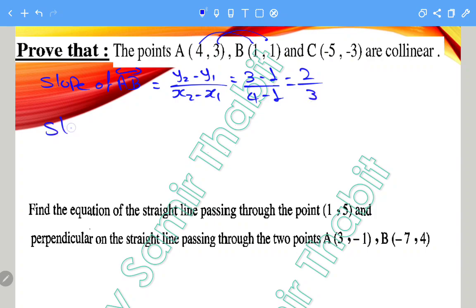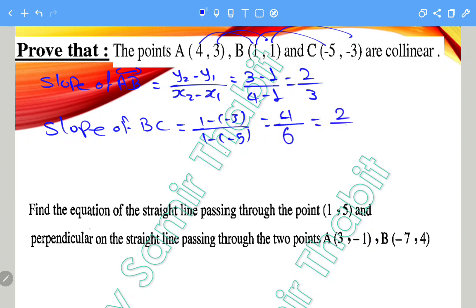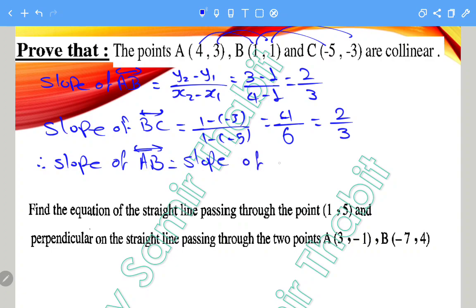3. Slope of BC, another one, by the same rule, 1 minus negative 3 over 1 minus negative 5. Here I have 4 over 6, which is the same 2 over 3. So then slope of AB equals slope of BC, and B is the common point.